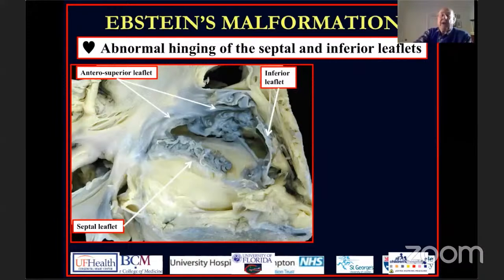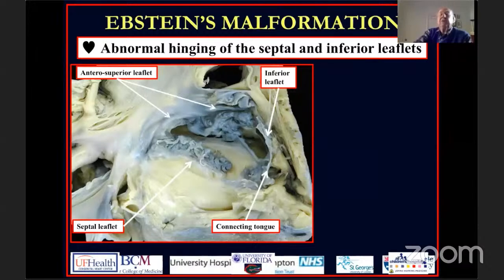And to make this picture, I've opened the right atrioventricular junction and I've spread it so that you can look down towards the apex of the right ventricle. And you see that I've labeled for you the anterosuperior leaflet, what remains of the inferior leaflet, and the septal leaflet. And now you see the key difference between Ebstein's malformation and the normal heart.